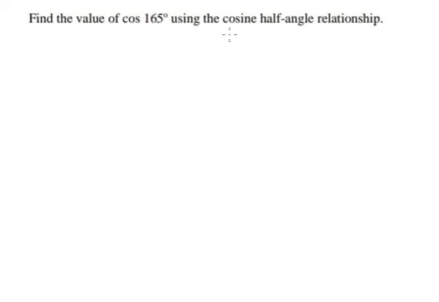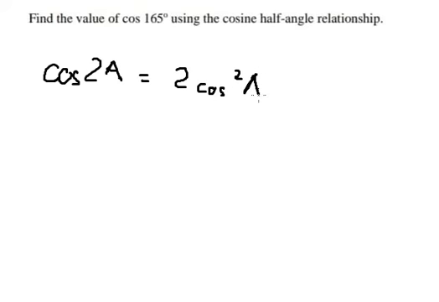The topic today is about cosine half angle. So now I will show you how to answer. We have cosine 2a equals 2 cosine squared a minus 1.